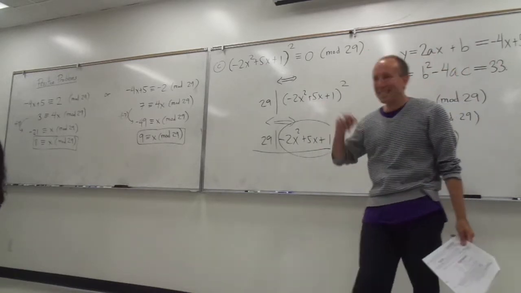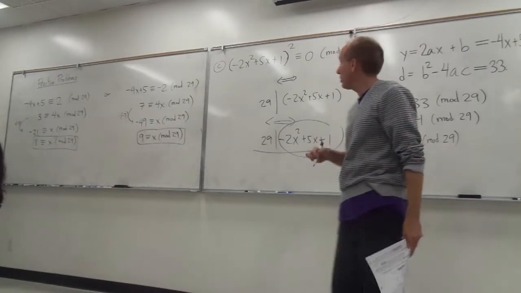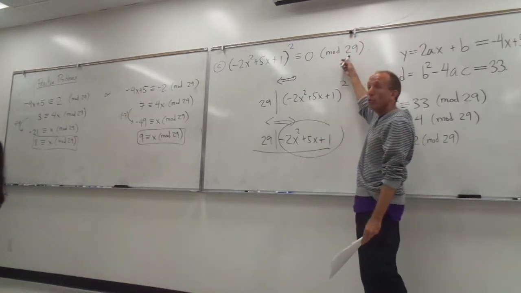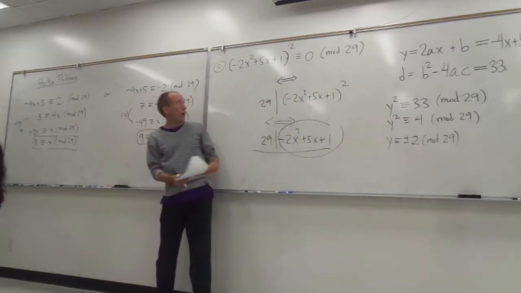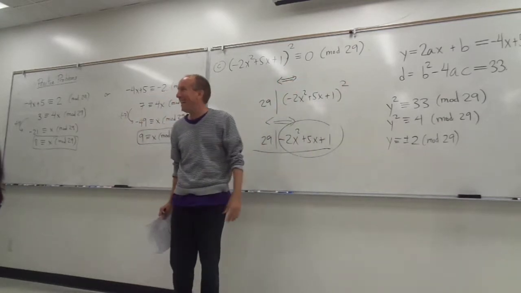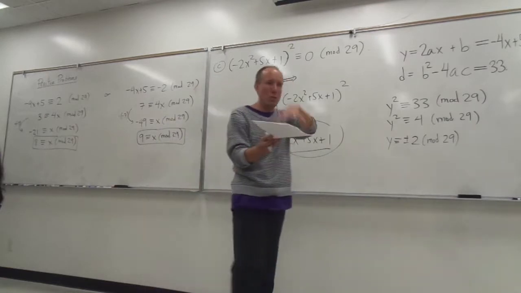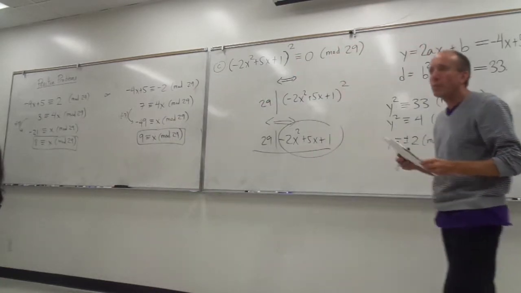Factor, just like the last example, right? With the previous one, you'd say 58 is the same as 2 times 29. You'd solve it mod 29, you'd solve it mod 2, okay? And then you would use the Chinese remainder theorem to paste together the solutions.